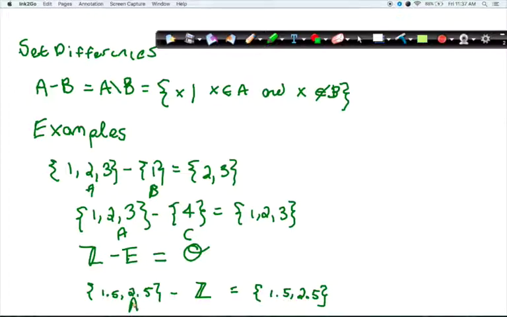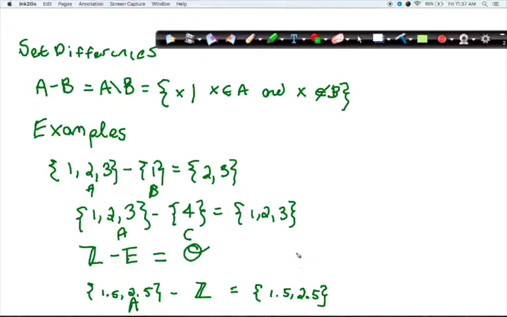I'm going to call this set A again, even though I've used A elsewhere on the page. So they're both members of A, and neither of them are integers, so neither are members of the set we're subtracting off. So they are definitely in there.